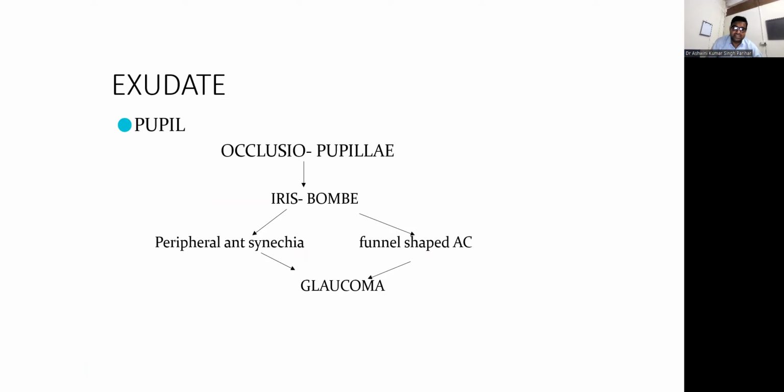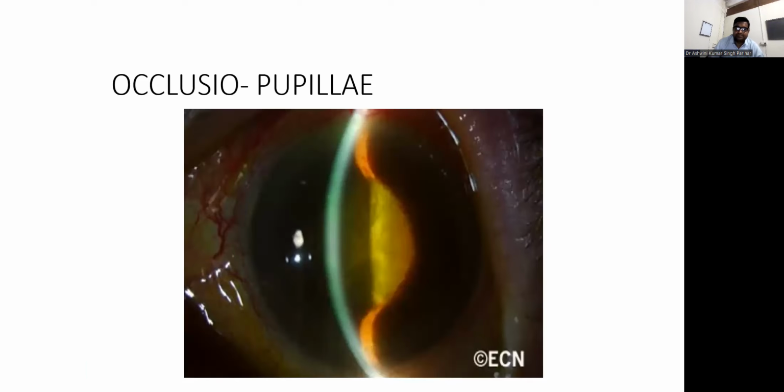The next condition which I have mentioned, other than seclusio pupillae, is the occlusio pupillae. Occlusio pupillae is an irregular blockade of the synechiae formation. They are not 360-degree, but alternate formation of the synechiae all around the pupillary margin. That will lead to the same condition, the bulging of the iris and the iris bombe formation in the peripheral anterior synechiae, which will hinder the drainage of the aqueous from the anterior chamber, and the anterior chamber will become funnel shaped, and the pressure will rise.